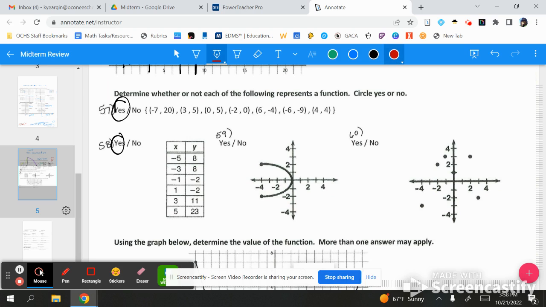If I have a graph, remember I'm running a straight line test. This is touching twice, which means no, it is not a function. I want to check each point here to see if any of my x values are going to repeat themselves. And because they don't, yes, it is a function.